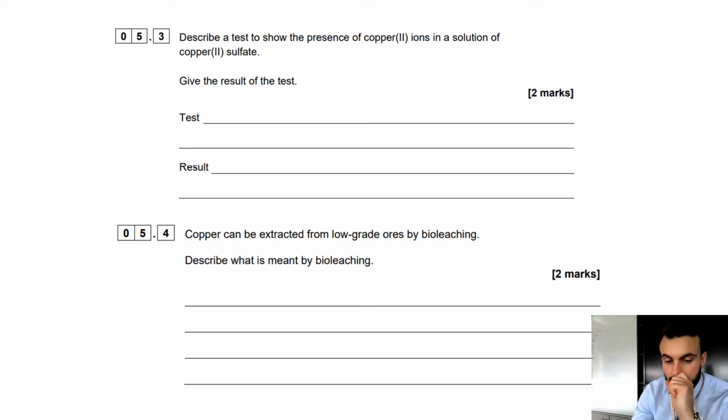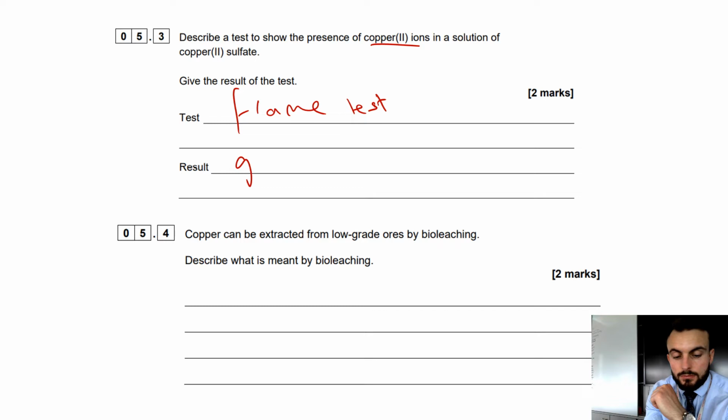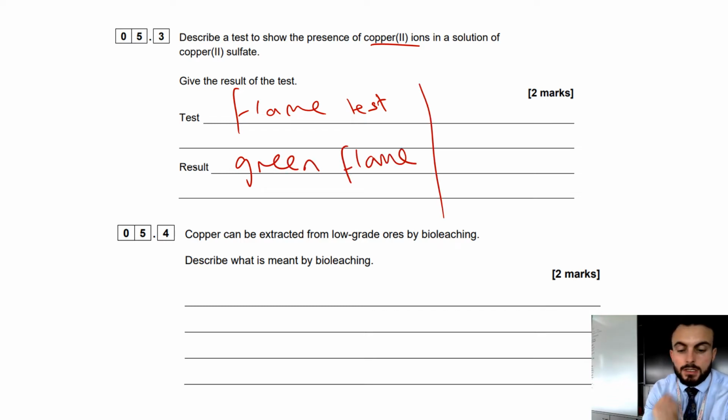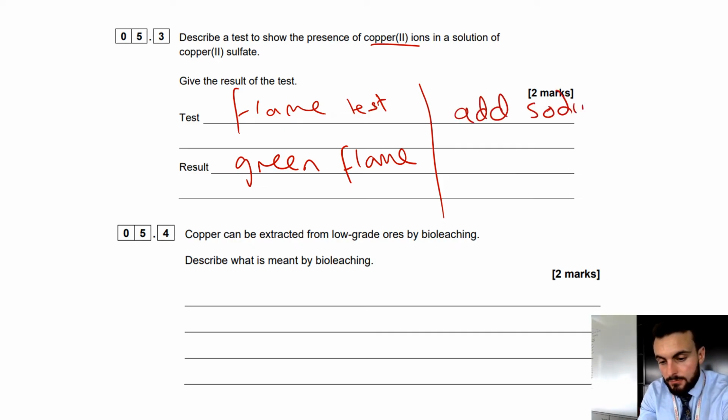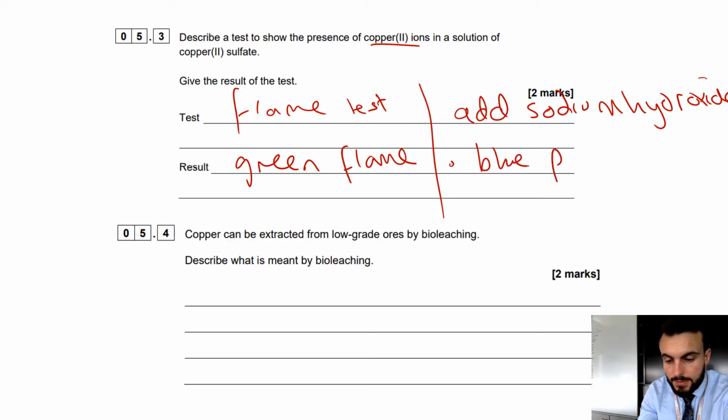Describe a test to show the presence of copper 2 ions in a solution of copper 2 sulfate. Give the result of the test. There are 2 ways you could do it. You could do a flame test, because it's a metal compound. If you burn copper ions, they will go green, so you get a green flame. That's one way of doing it. The other one is you could also add sodium hydroxide, and if you do that in this one, you would get a blue precipitate.